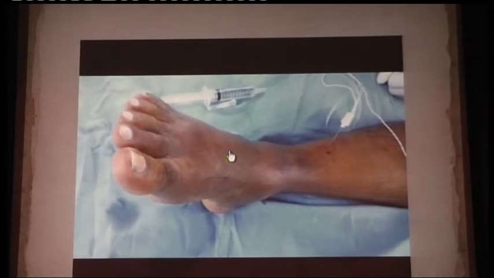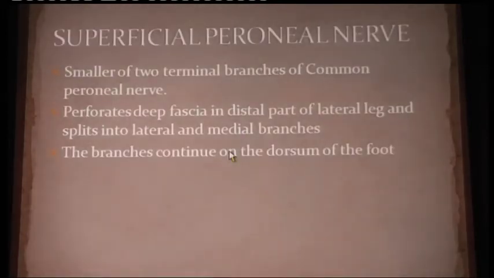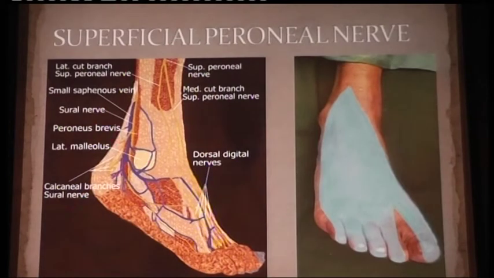I will go ahead. It's a big video. Superficial peroneal nerve, smaller of the two terminal branches of common peroneal. It perforates the deep fascia in the distal part of the lateral leg and splits into lateral and medial branches. The branches continue on the dorsum of the foot. This is the figure. This is the area which is supplied by superficial peroneal nerve, except the first web space.